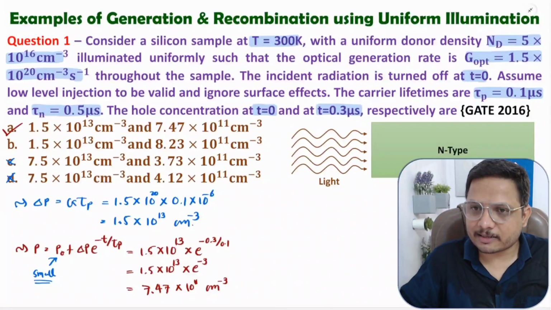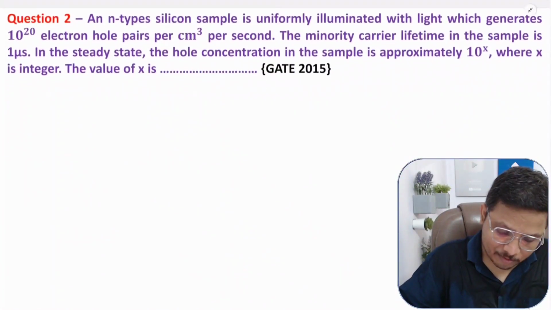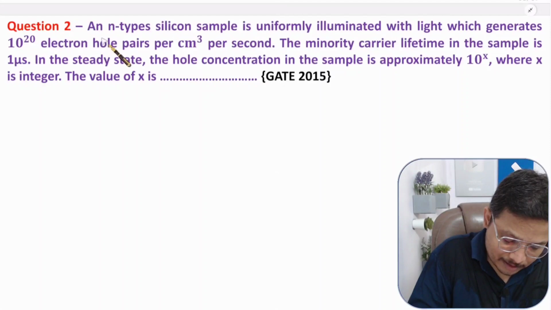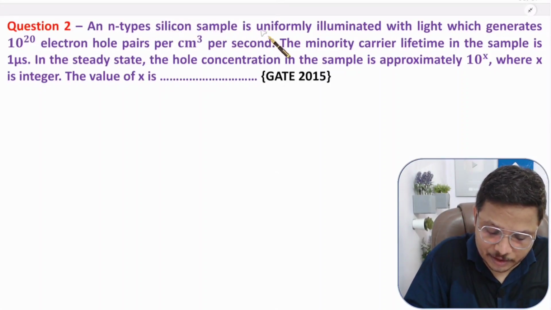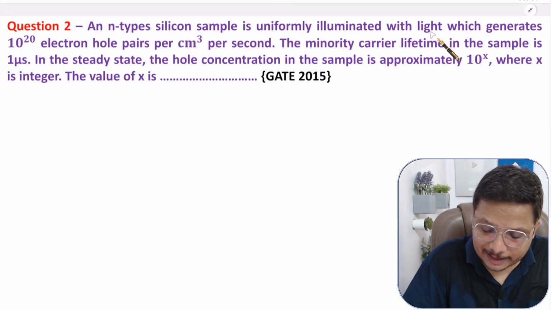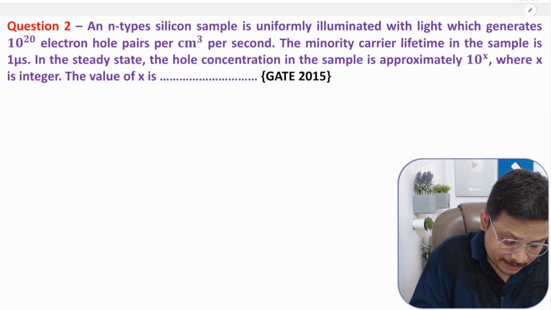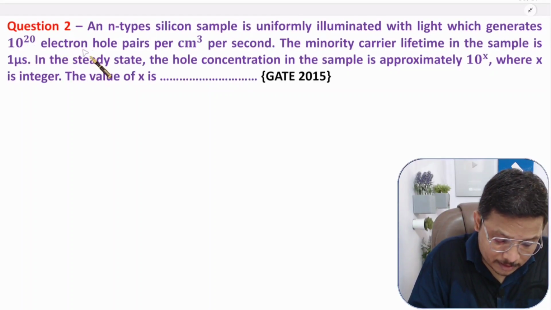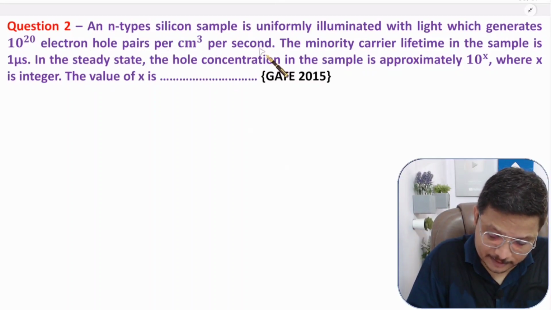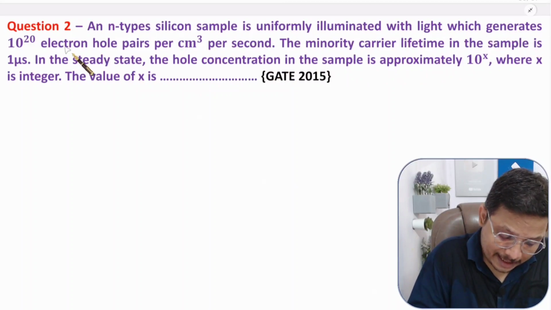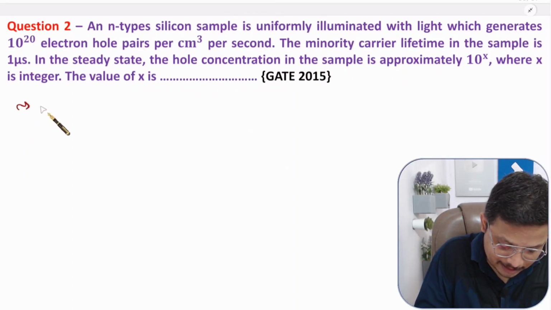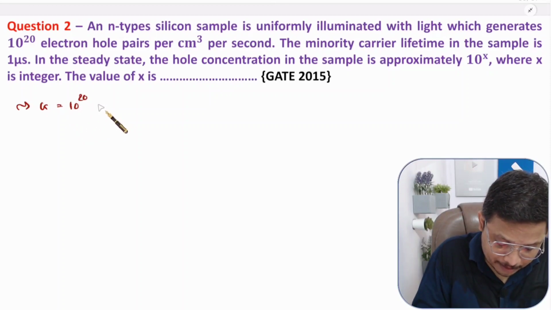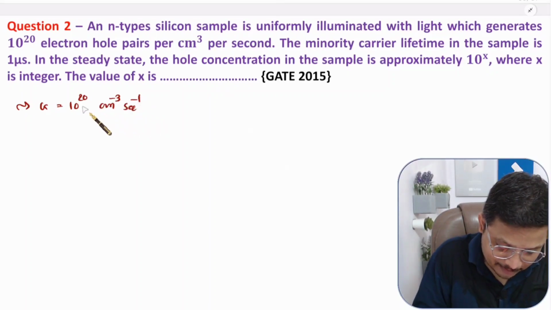Let us solve the second interesting question now. So in the second question, what is given? An n-type silicon sample is uniformly illuminated with light which generates 10 to the power 20 electron-hole pairs per centimeter cube per second. So here the generation rate is given. Let me note down the data. Generation rate is 10 to the power 20 per centimeter cube per second, right? That is how it is given.